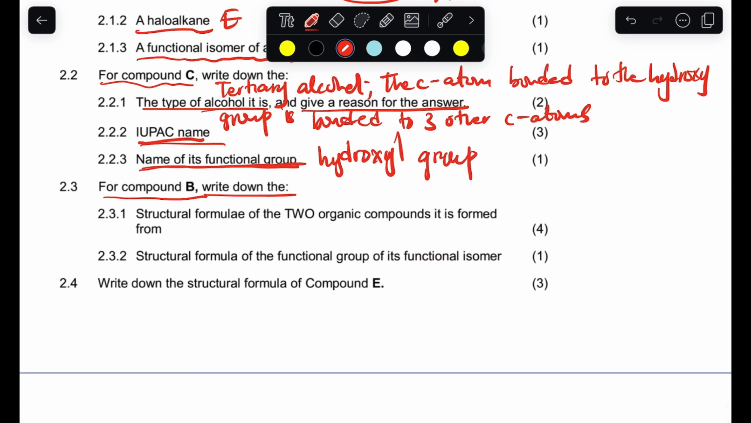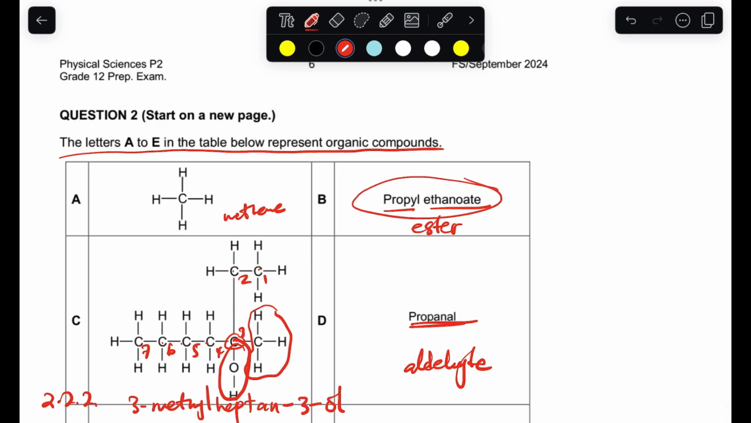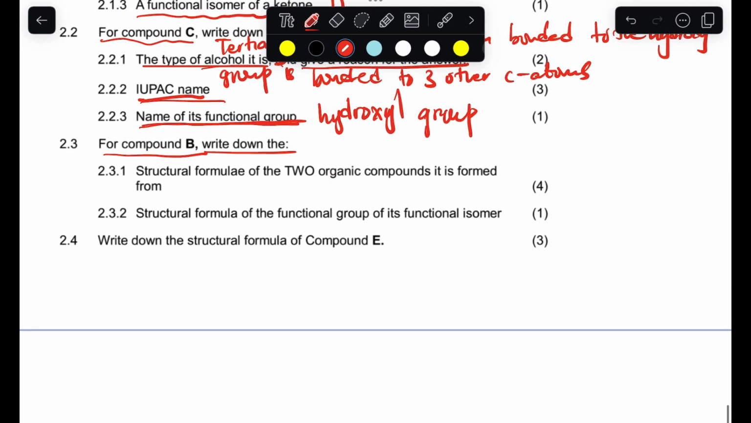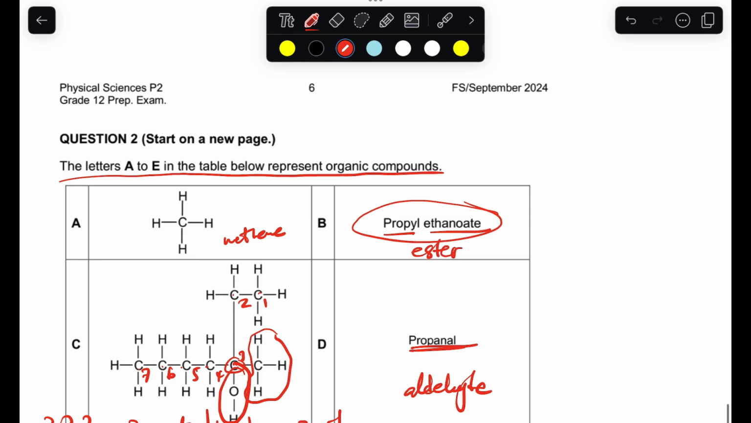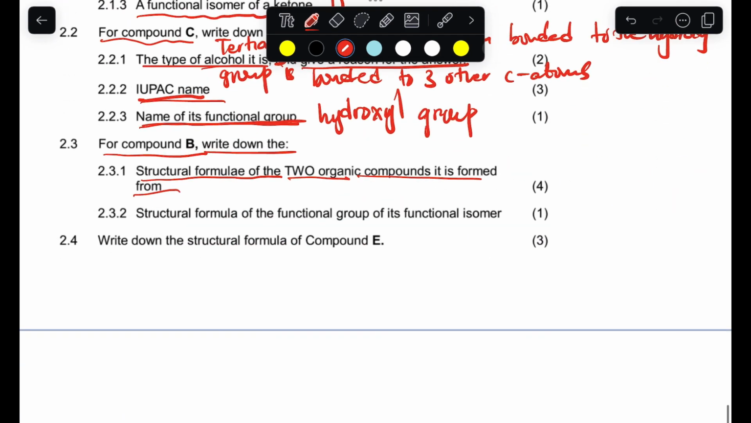For compound B, write it down. Where's compound B? It's this one. It's an ester. It says write down the structural formulae of the 2 organic compounds that are formed. So if you look at this ester, it's coming from the propyl, which was an alcohol, which was what? Propanol. And it's coming from an acid, which was ethanoic acid. So they wanted the structure.